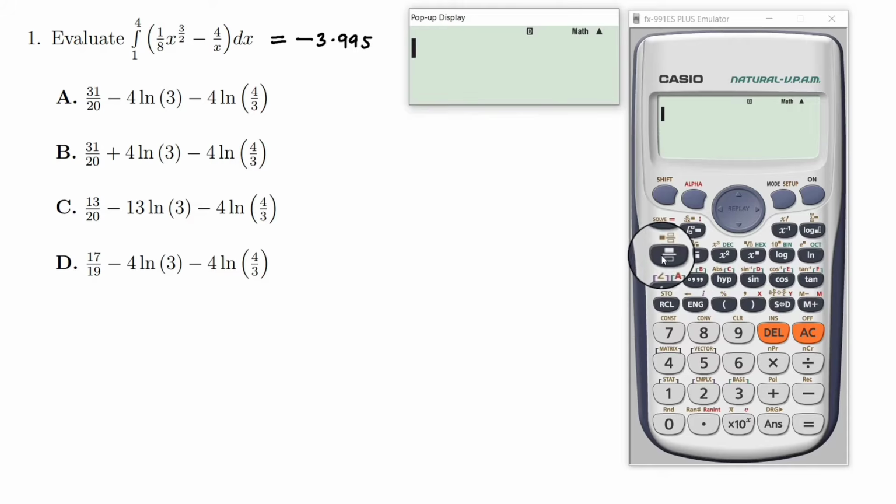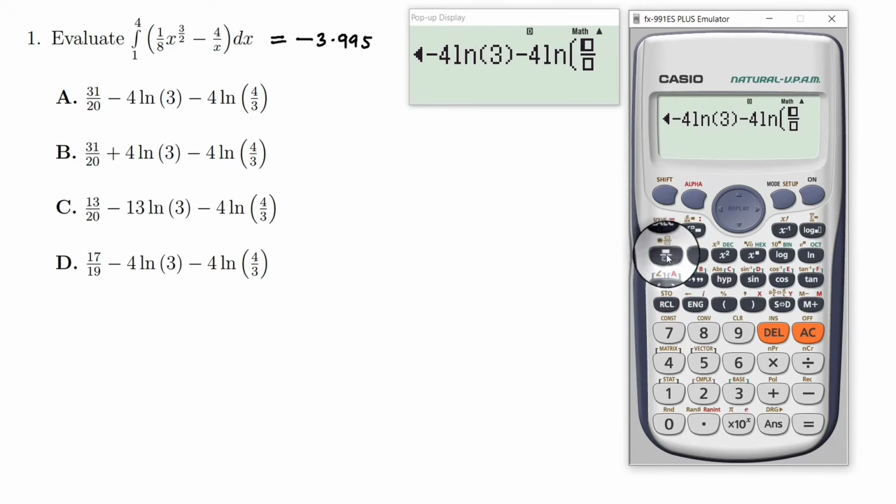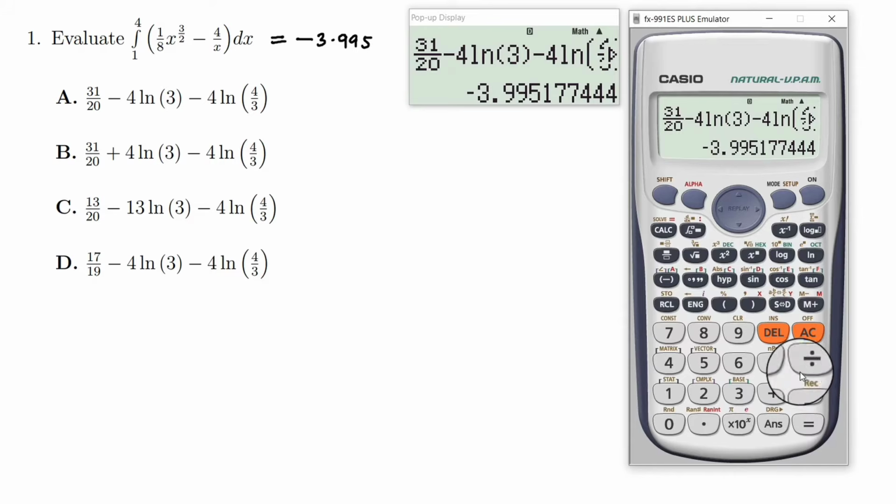You press your fraction key. So we have 31 over 20. So we press the arrow down. We have 20. Then minus 4. So we have 4 ln 3. So we have ln. This is just your ln key. Then you press ln 3. Then you close the bracket. Then minus 4 ln 4 over 3. Minus 4 ln. So we have a fraction. So that means we press the fraction key. Then we have 4 over 3. Then after that, we can now press our equals to sign. So you can see, boom, we have minus 3.995.